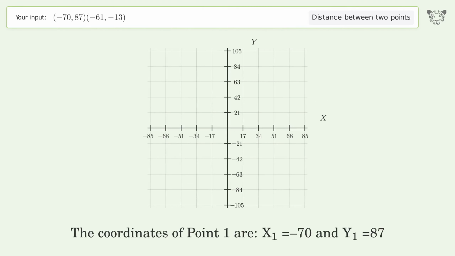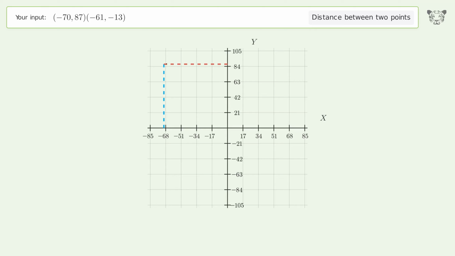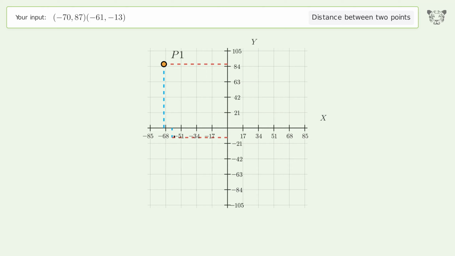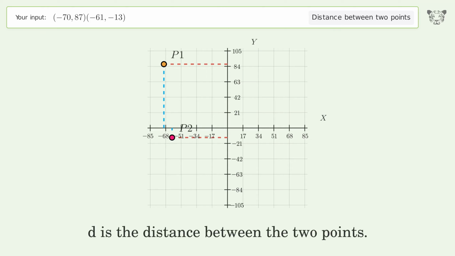The coordinates of point 1 are, x1 equals -70 and y1 equals 87. The coordinates of point 2 are, x2 equals -61 and y2 equals -13. D is the distance between the 2 points.